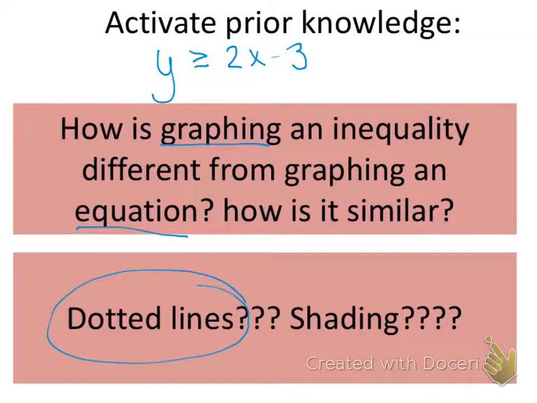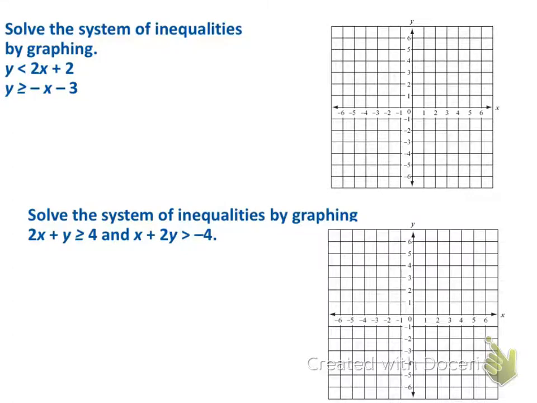Keep in mind things like dotted lines and shading. So let's take a look at an example and see if we can remember exactly how to shade and whether we need to do a dotted line or a solid line. So this first one here, we've got y is less than 2x plus 2, and we've got y is greater than or equal to negative x minus 3.